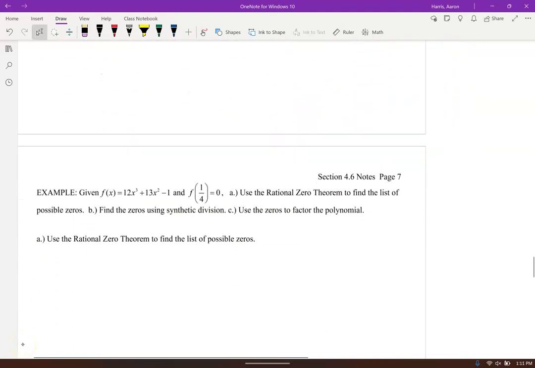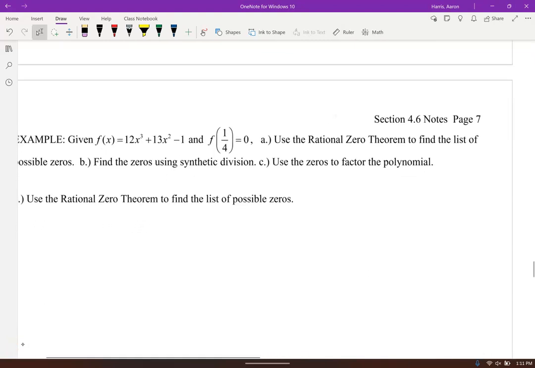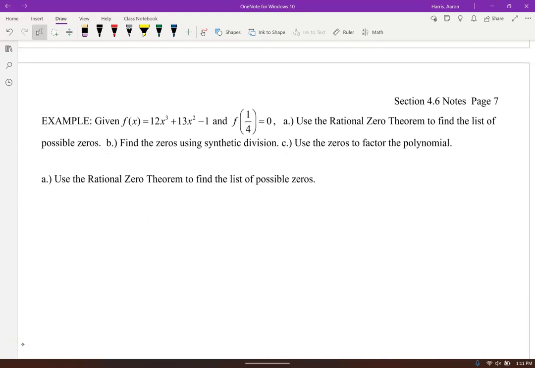In this scenario, they give us a 0. So you're given f of x equals 12x cubed plus 13x squared minus 1, and they give us one of the zeros. Let's go ahead and start with listing the possible zeros first, just like we did on the other one. So it'll be factors of the 1 on the end over factors of that leading coefficient 12.